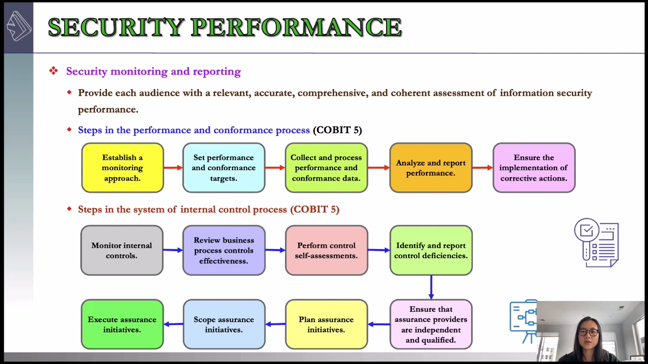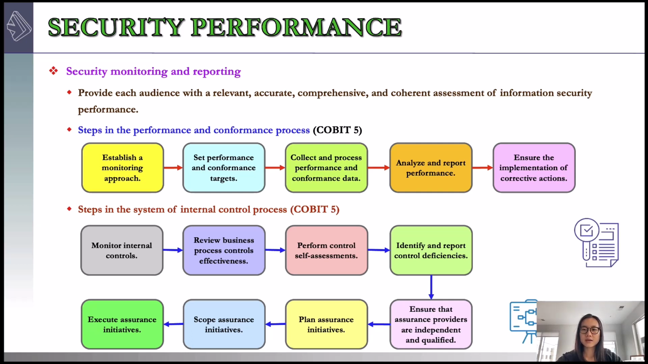The organization ensures that the entity performing assurance is independent from the function, groups, or organizations in scope. The sixth step is planning assurance initiatives. The organization plans assurance initiatives based on its objectives and strategic priorities, inherent risk, and resource constraints.